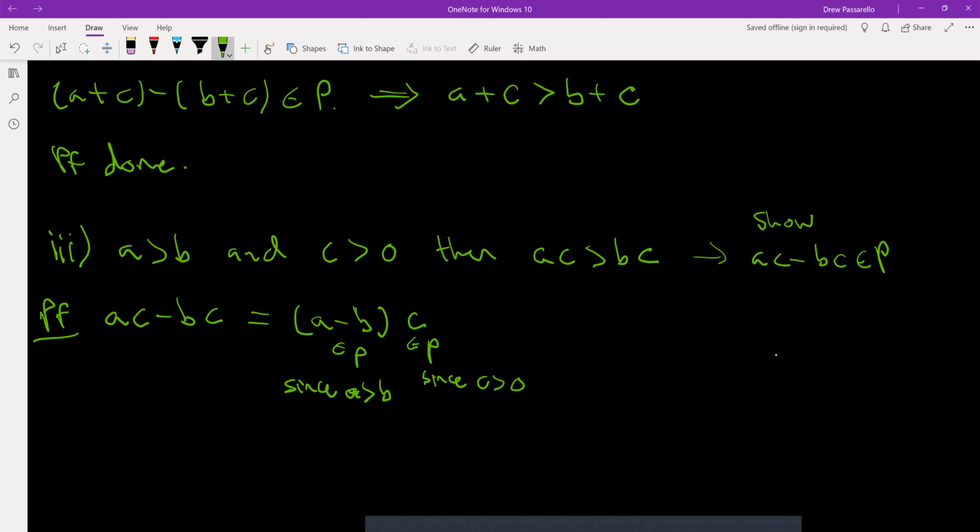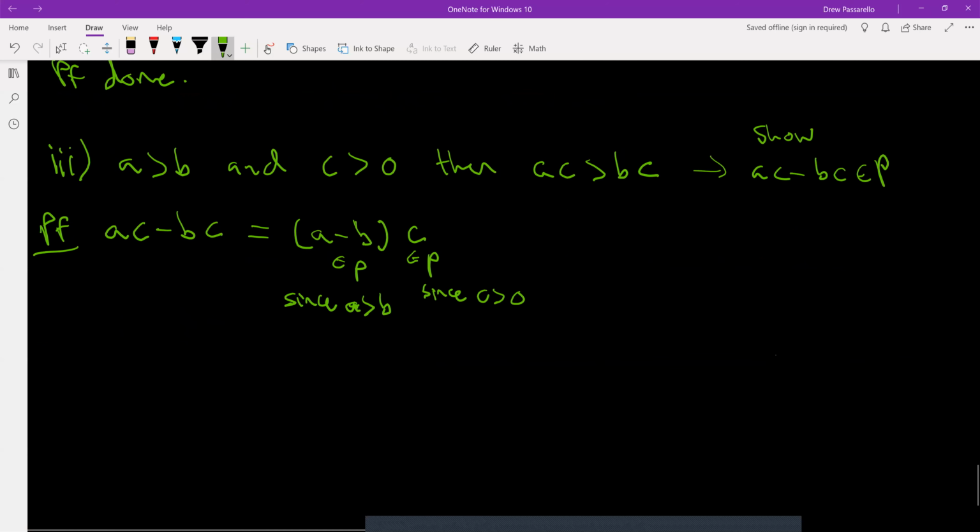So we have an element in P times an element in P. That gives me another element in P just by closure. So AC minus BC is in P, right, because of closure. So then that means our AC is greater than B times C.